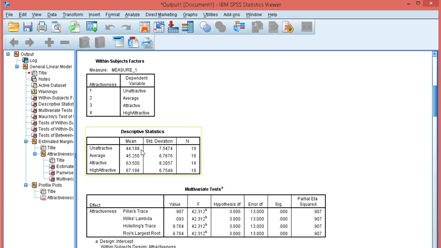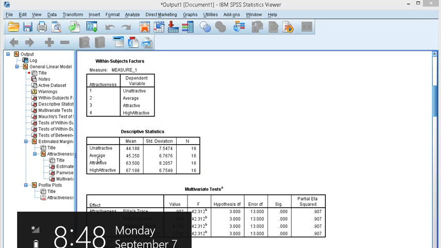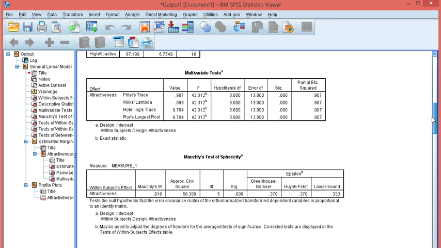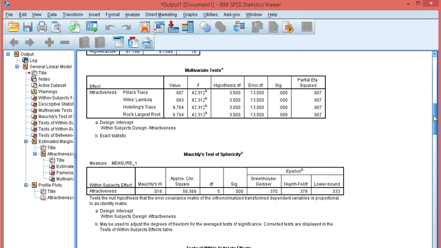By the way, I forgot to tell you that in the case of repeated measures ANOVA, there's only one group, and the same group are the ones who rated the unattractive photo, the average attractive photo, the attractive and the highly attractive. So these are the means, the average social desirability ratings. These are the standard deviations. Multivariate tests, we don't want to look at that for the meantime.